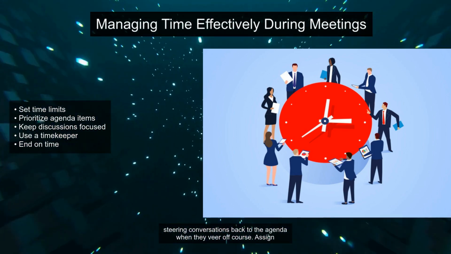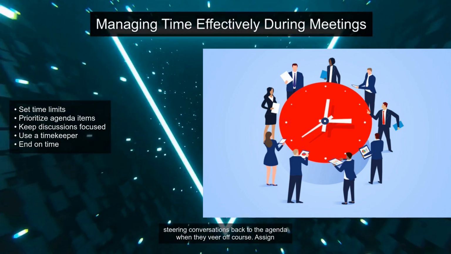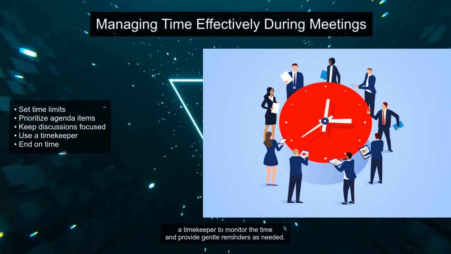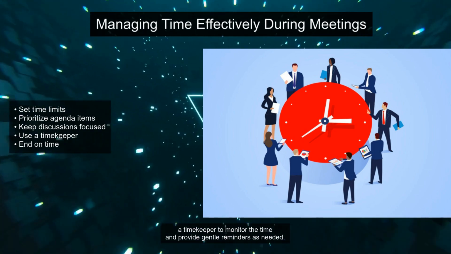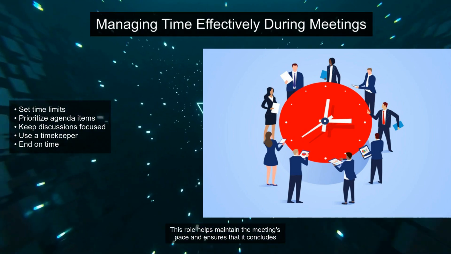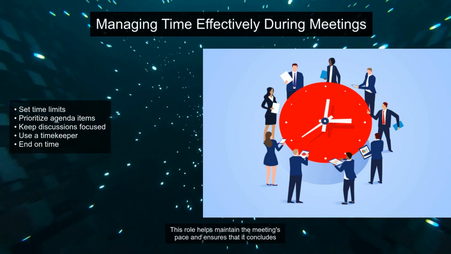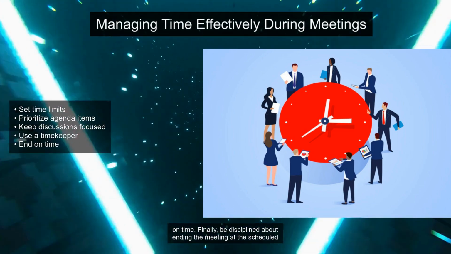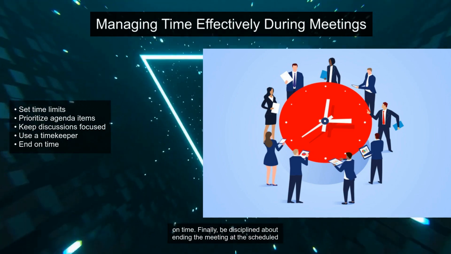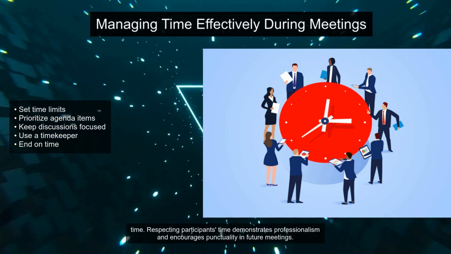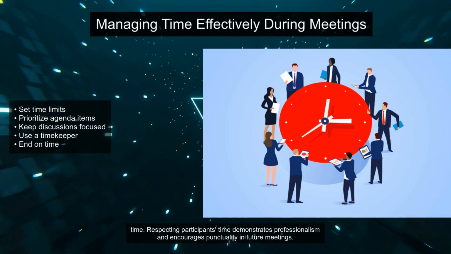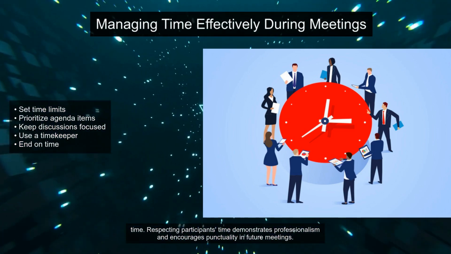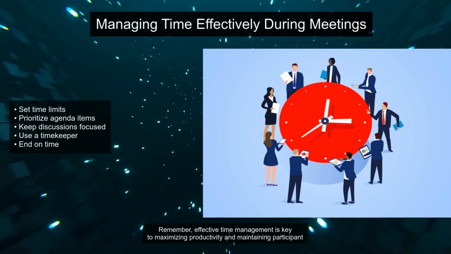Keep discussions on track by gently steering conversations back to the agenda when they veer off course. Assign a timekeeper to monitor the time and provide gentle reminders as needed. This role helps maintain the meeting's pace and ensures that it concludes on time. Finally, be disciplined about ending the meeting at the scheduled time. Respecting participants' time demonstrates professionalism and encourages punctuality in future meetings.